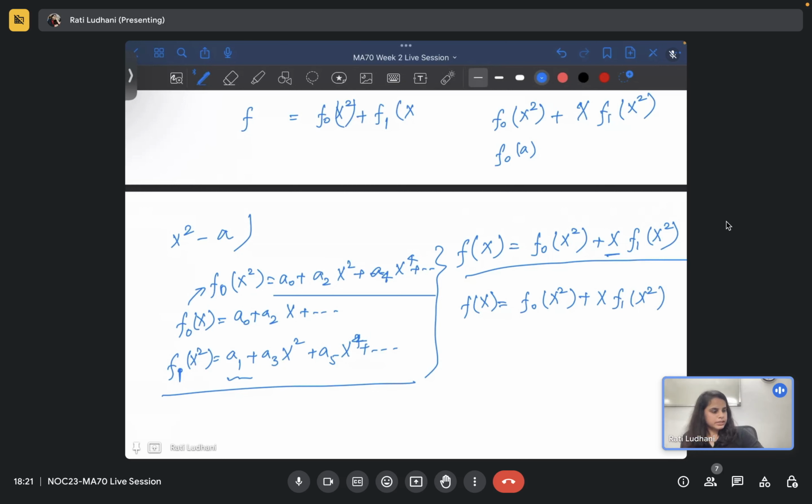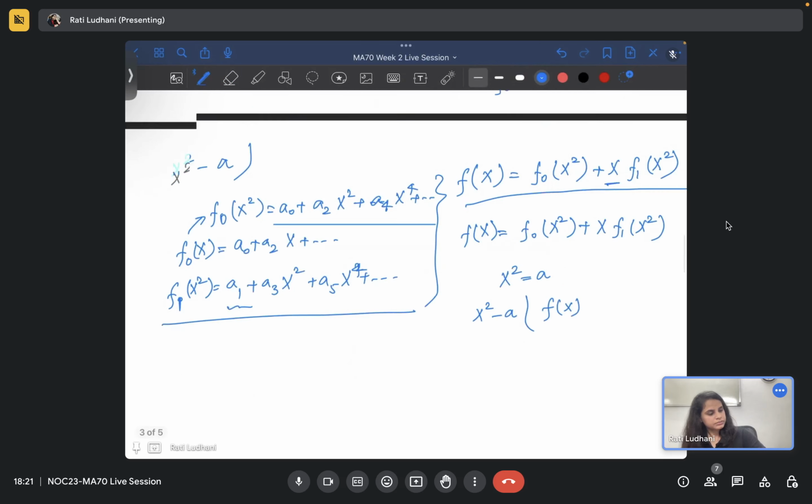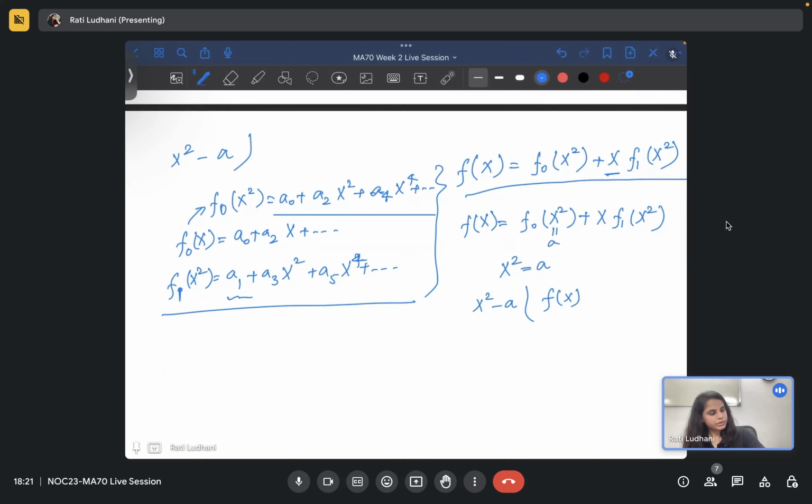Now, as he said, if you put x square equal to a, then f of a, sorry, not f of a. So you will be looking at, okay, I should say x square minus a divides f of x. So if you replace x square by a, how will you proceed?